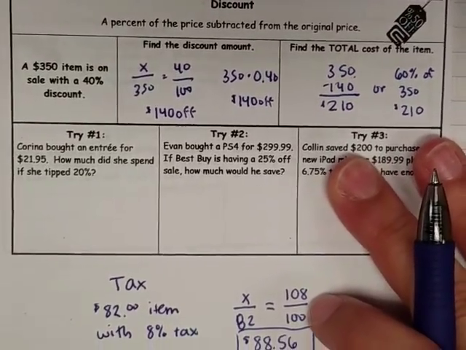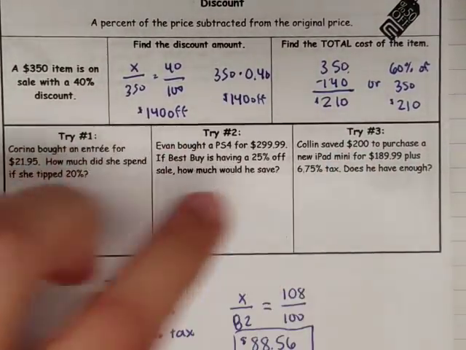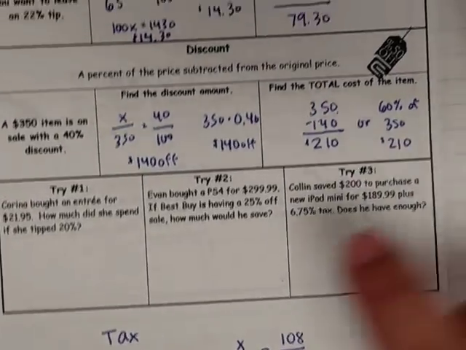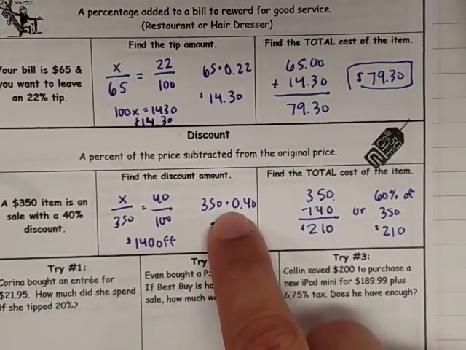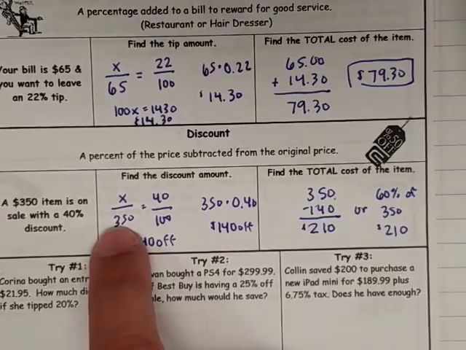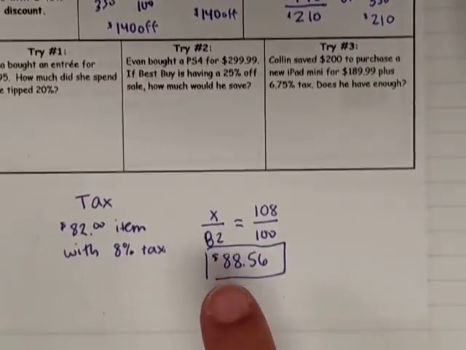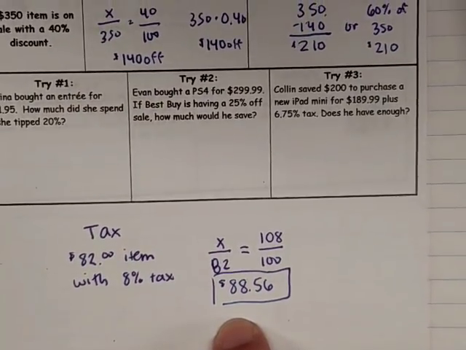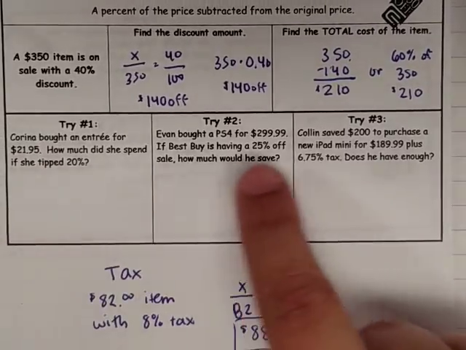All right, so now what I want you to do is try numbers 1, 2, and 3, whichever method you like. So if you like to do it where you change the percent to a decimal, go for it. If you like the proportion, go for it. If you like jumping straight to the answer and doing it that way, try it as well. So here are 3 that you're going to try.